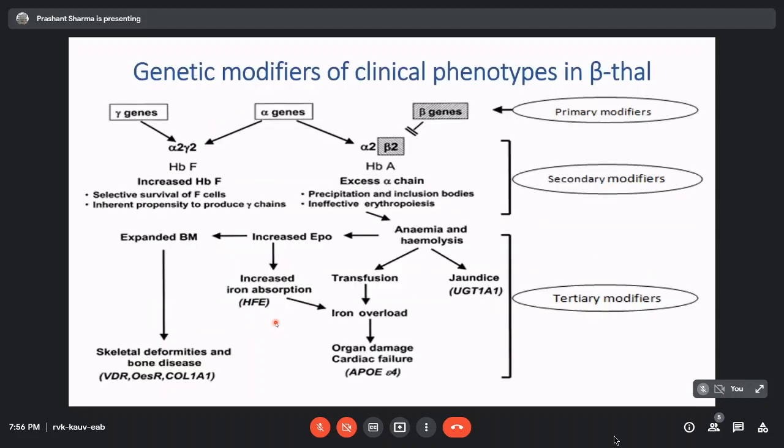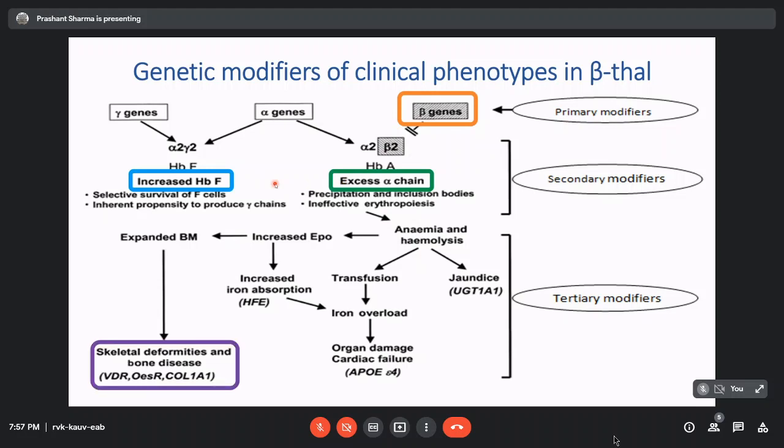So this is a summary diagram of the genetic modifiers of phenotype in beta thalassemia. The primary modifier of phenotype is the beta globin gene defect that the patient has inherited. That is the cause of his thalassemia, major or intermediate. And then we have alpha globin copy number as well as fetal hemoglobin levels, which are the secondary modifiers. And they are less in importance to the primary modifier, but still of major importance. And then we have a lot of tertiary modifiers which influence specific complications.